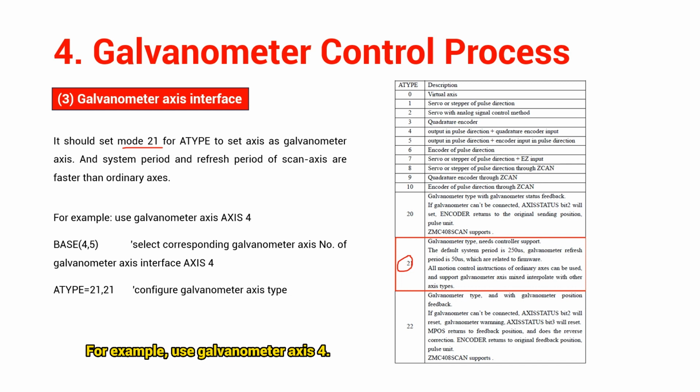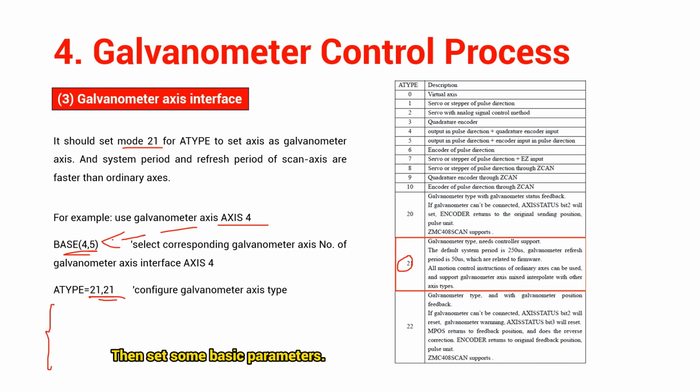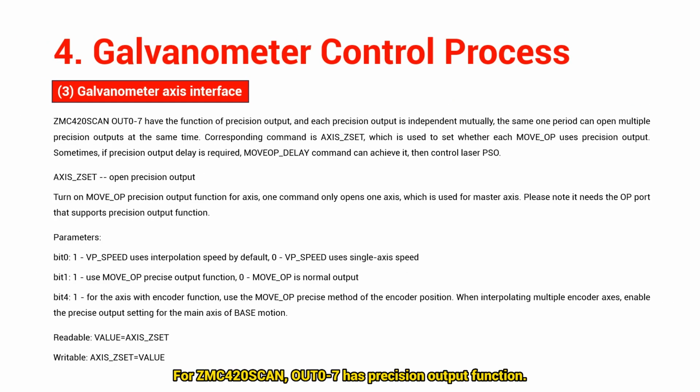For example, use galvanometer axis 4. The corresponding axis numbers are 4 and 5, and set the type as 21. Then set some basic parameters. That's okay. For the MC420 scan, OUT 0 to 7 has a precision output function.